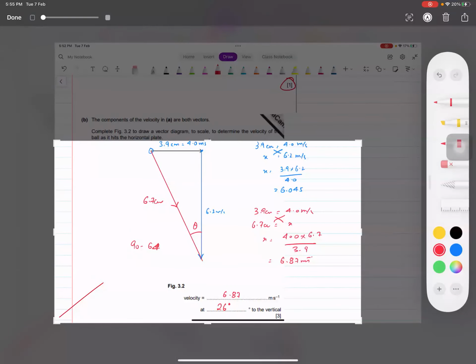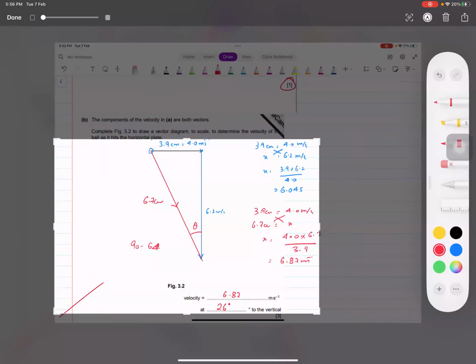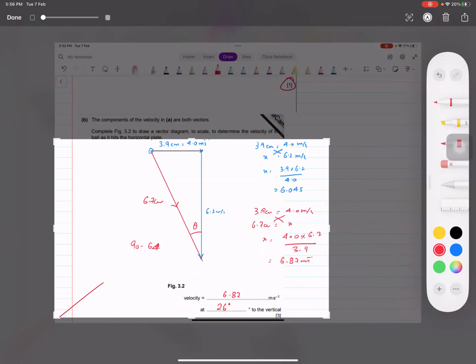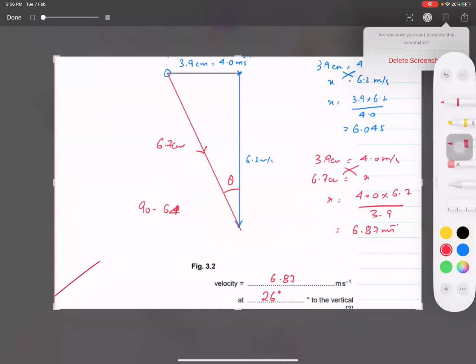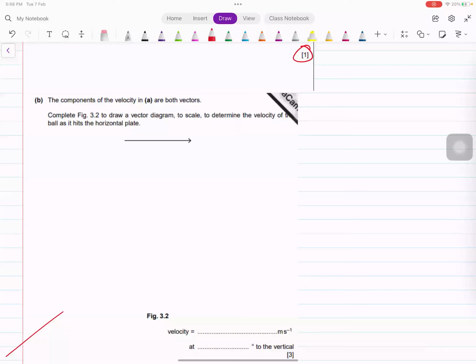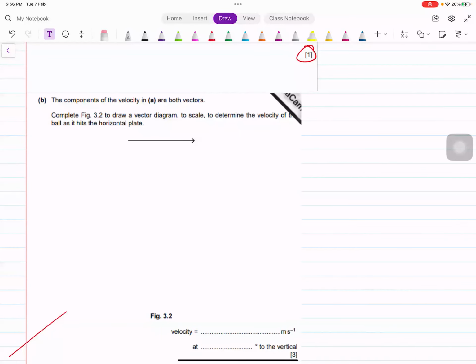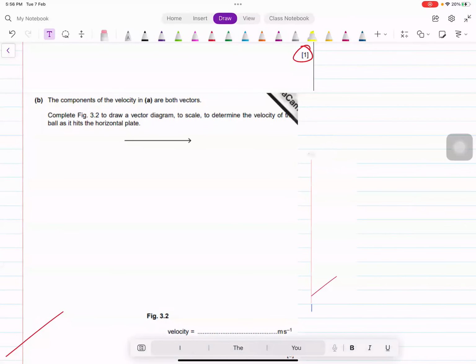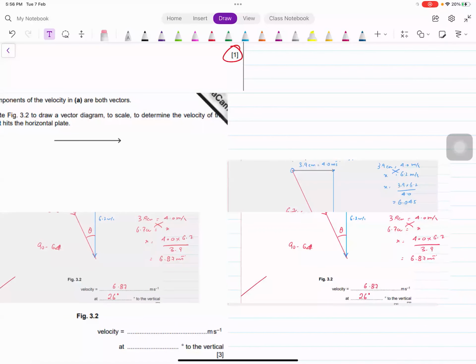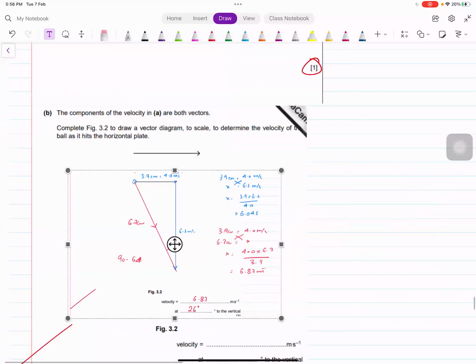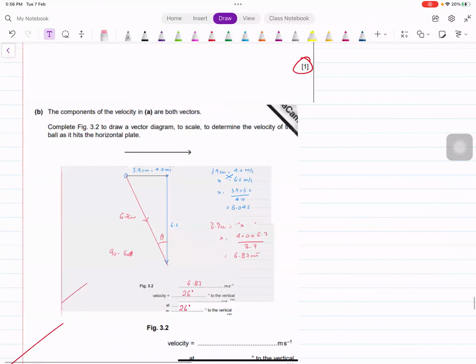Okay, now let's copy this important detail and put it back. Okay, all right. So now we've got it.